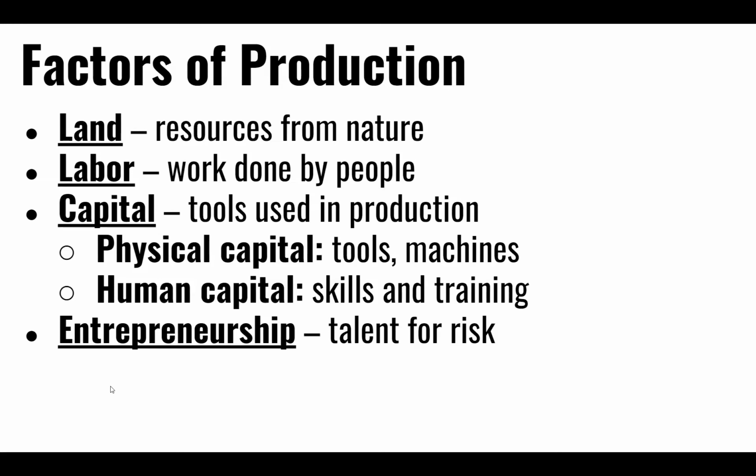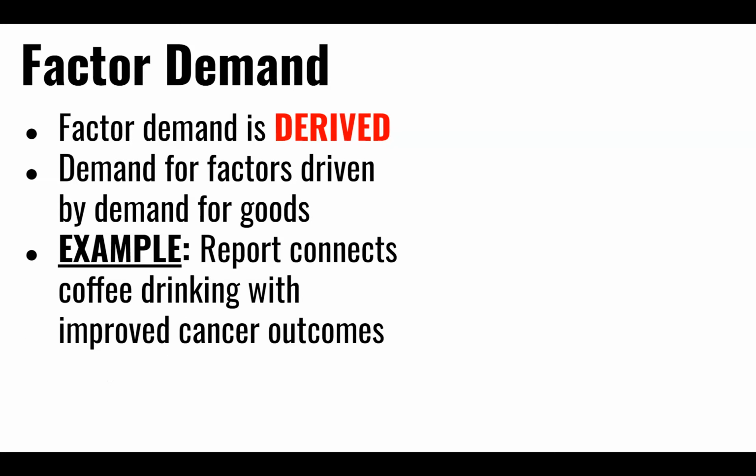And so what we can say is that the demand for these various factors of production is derived from the demand for the goods that go with them. So factor demand is derived. That is, we need workers because we need the goods that people want. We need people who can manufacture electric vehicles because there is a demand for electric vehicles.